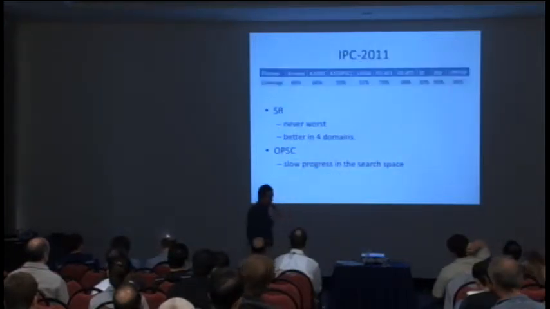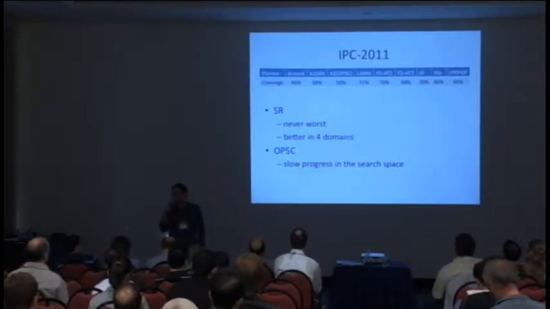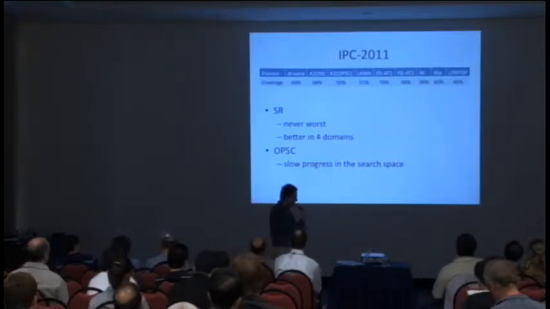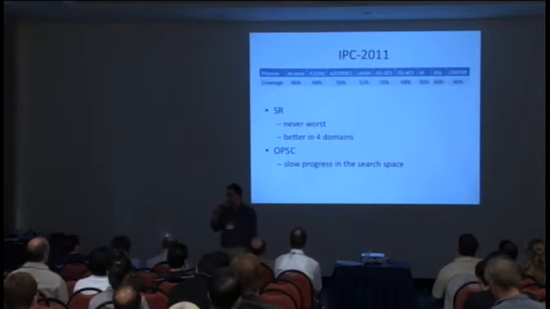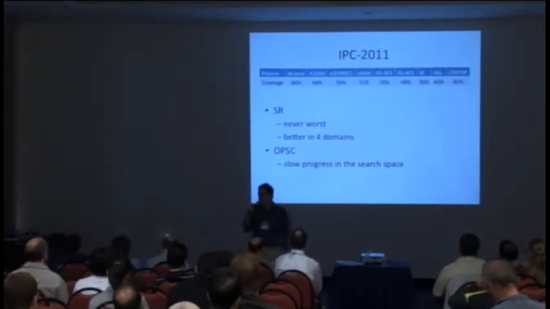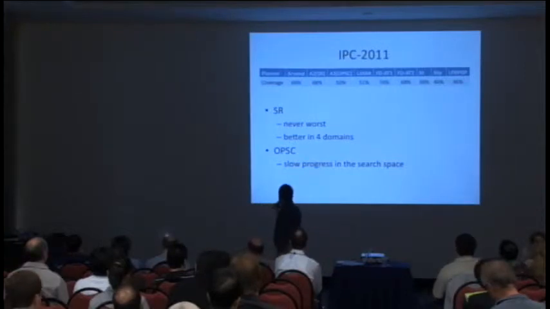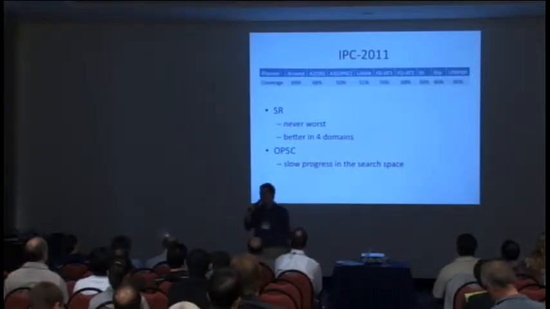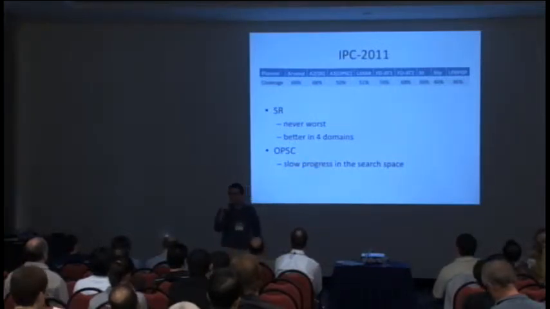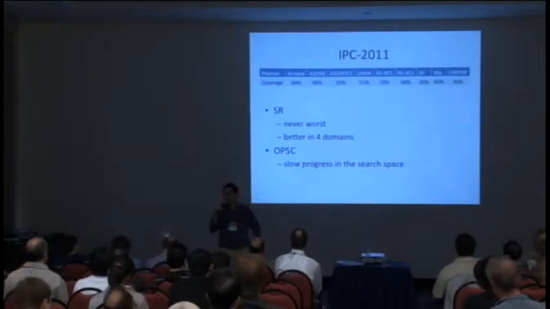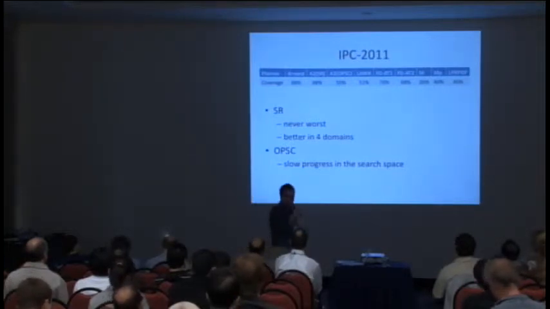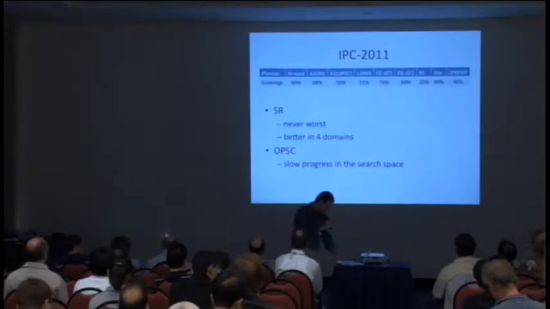And the last experiment we are running on IPC to see if these techniques work for other domains. And the result is that smart restarting never hurts. Actually, it leads to better results in 4 domains when it is added to R1. But on-path search continuation is really hurtful because the progress in the search space is very slow, even when the heuristic value is good.